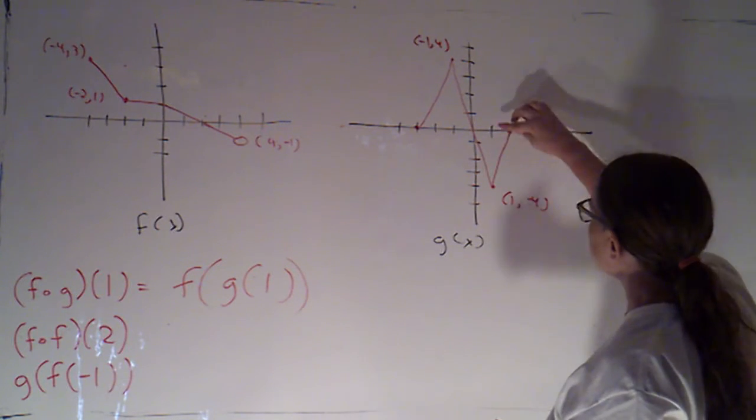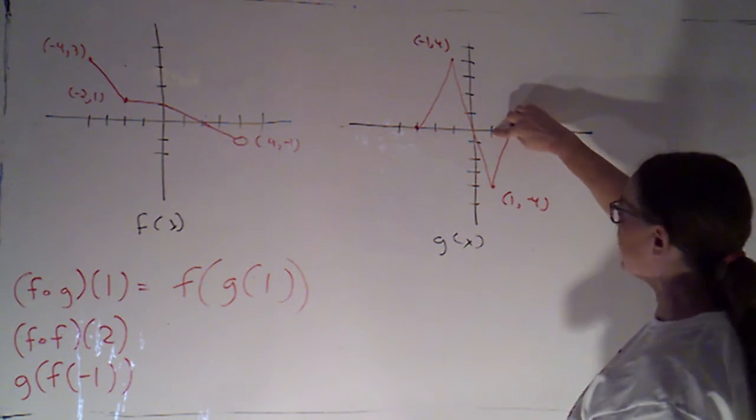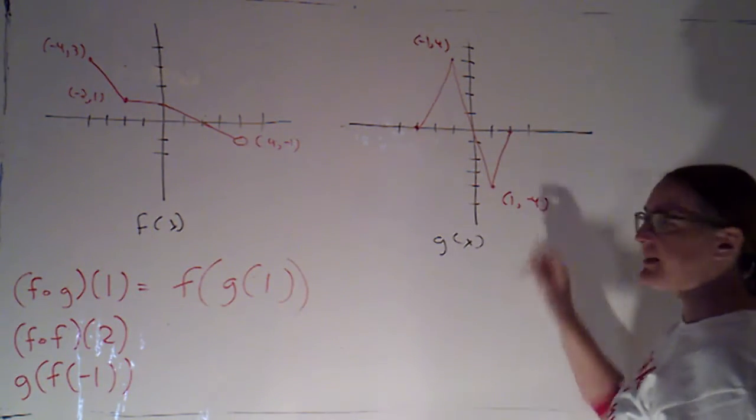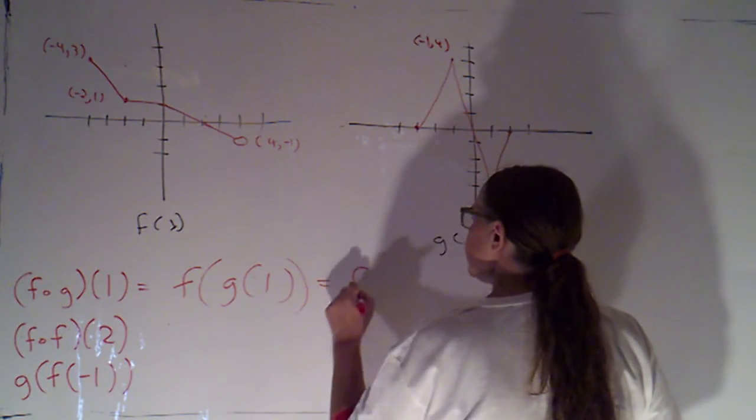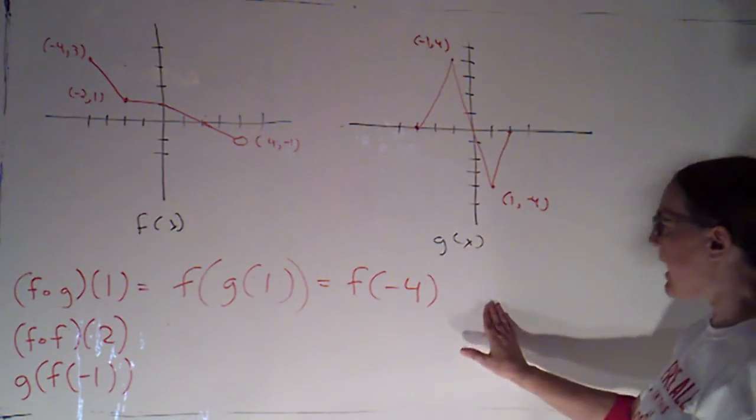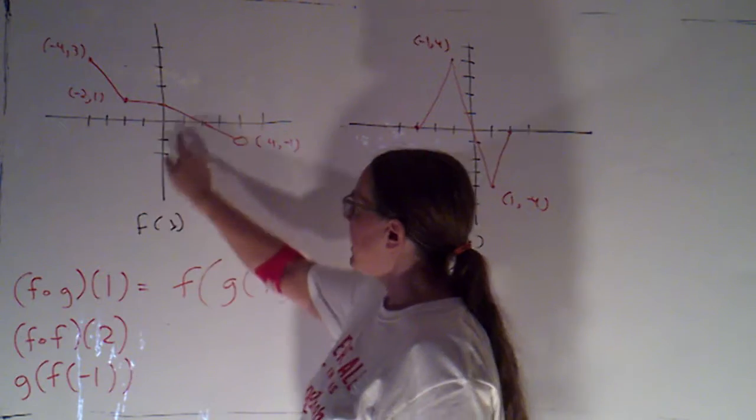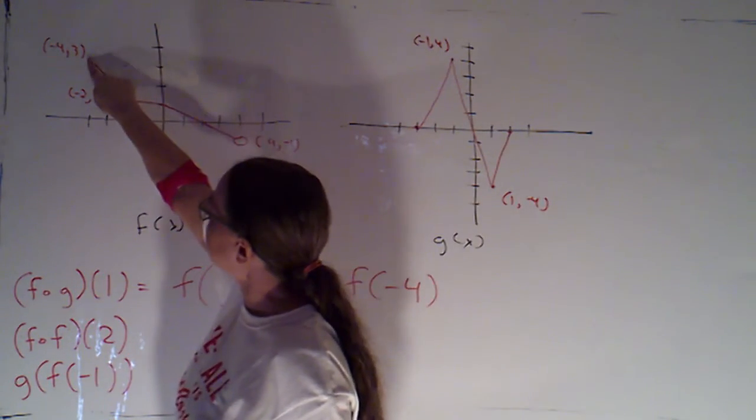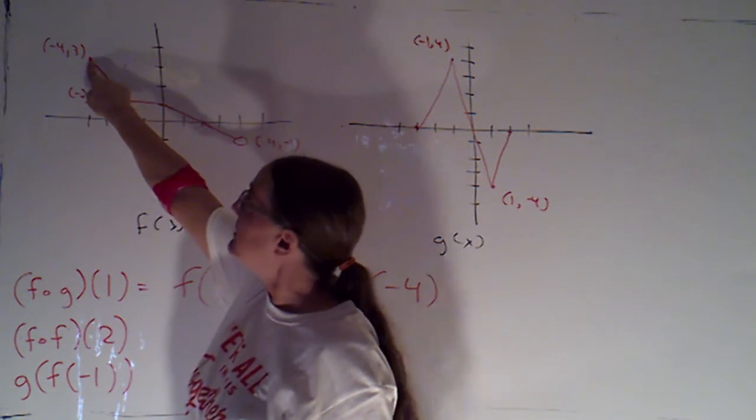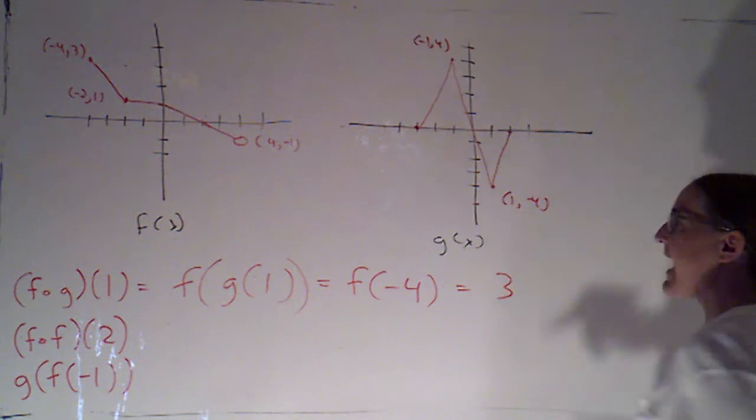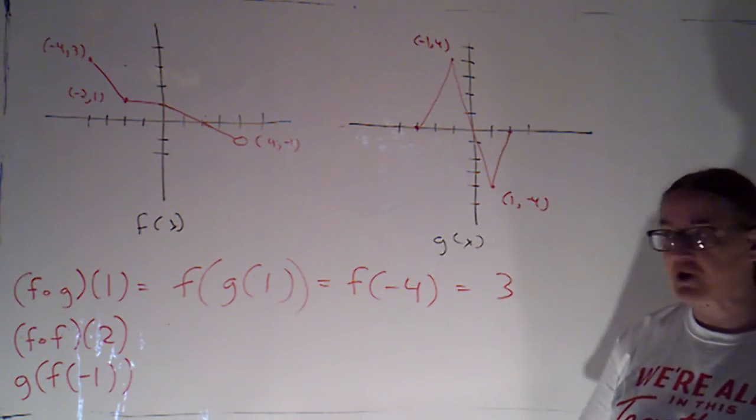So I come over here. Here's 1 on the x-axis. And I can see there's this point below it where the y value is negative 4. So this is going to be f of negative 4. So now on the graph of f, I come over here. Here's negative 4 on the x-axis. And I can see there's a point on the graph above it. The y value for that point is 3. So that's my answer to that first one.